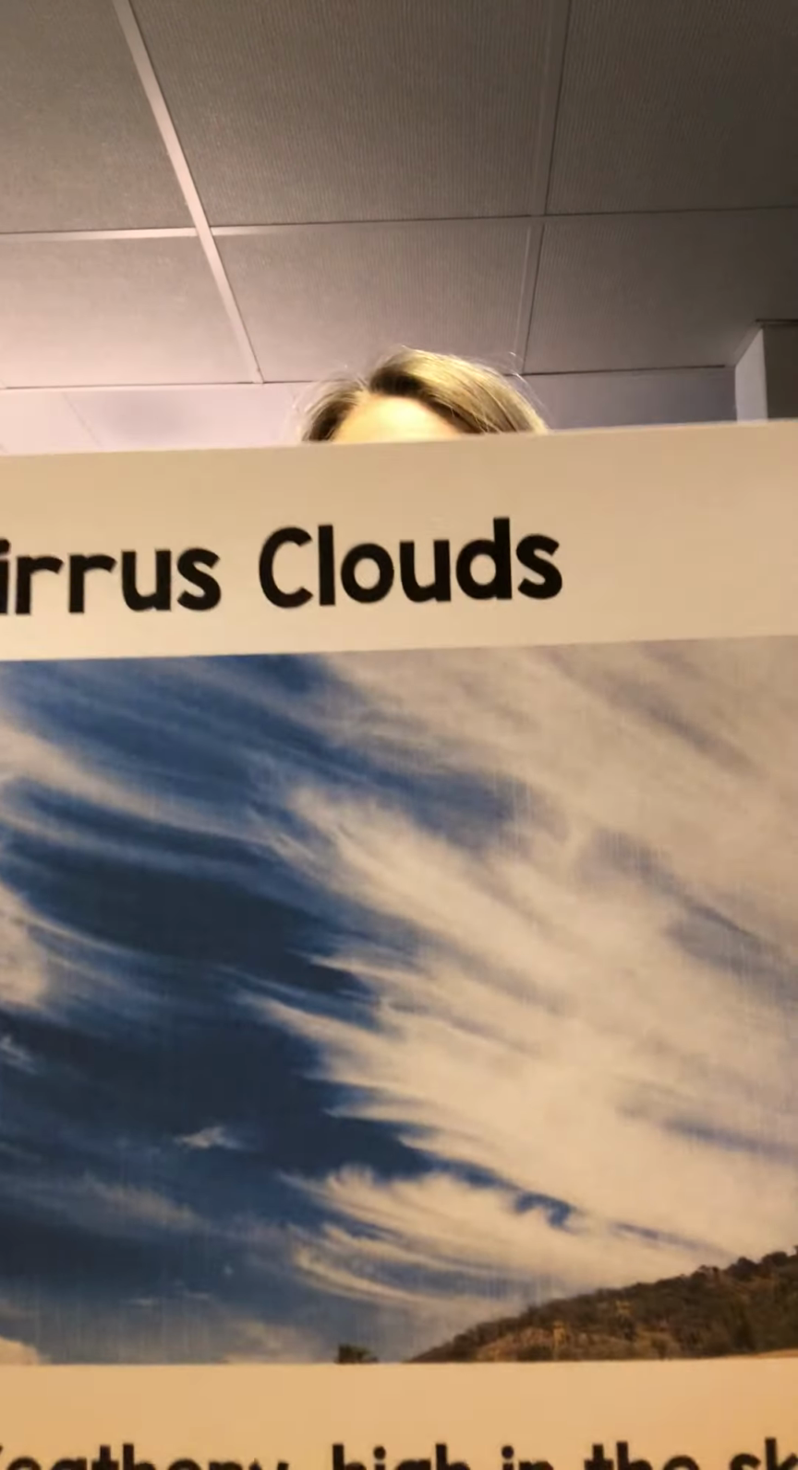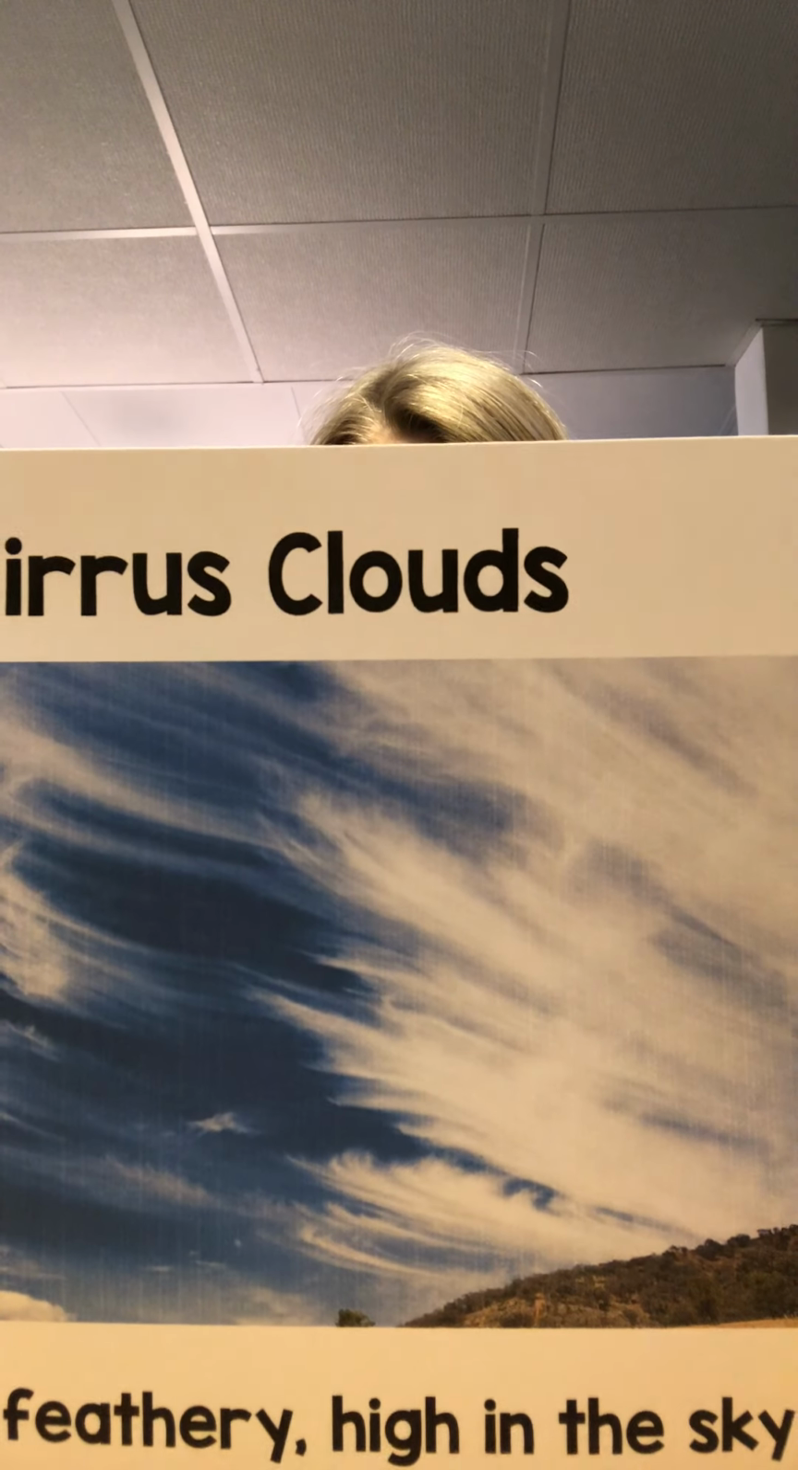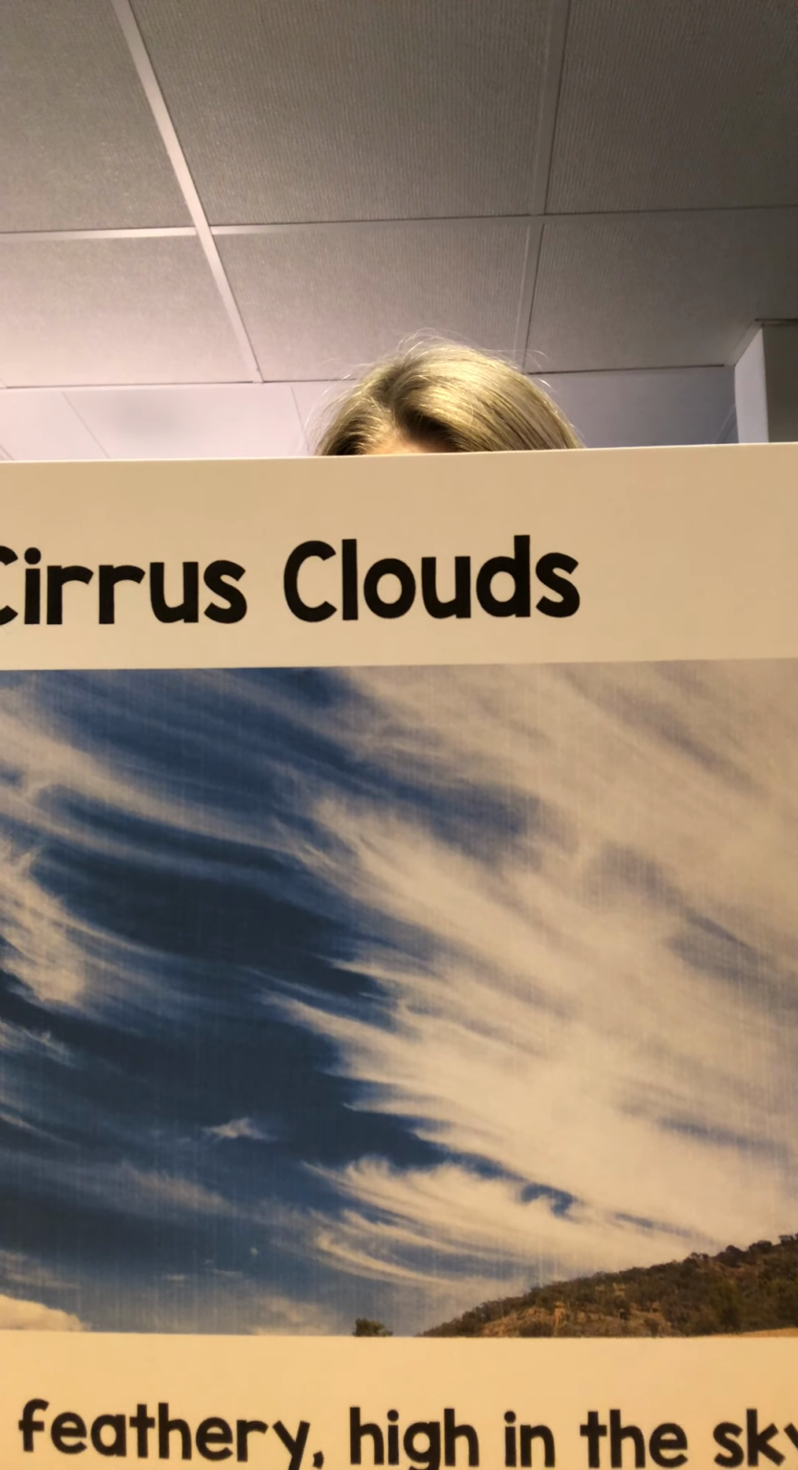would see outside. So the first one that we're going to look at is called a cirrus cloud. So these are white, they're kind of feathery, they look like feathers, and they're high up in the sky. So this is a cirrus cloud.